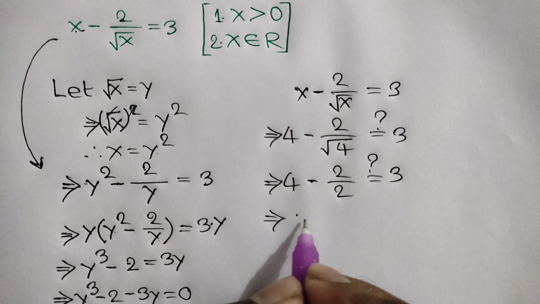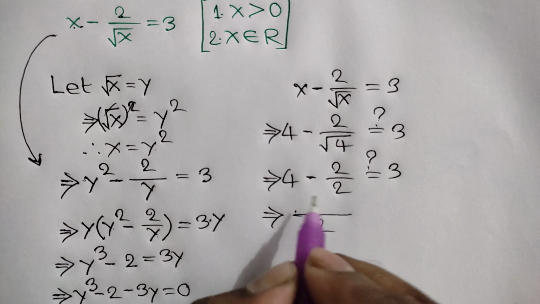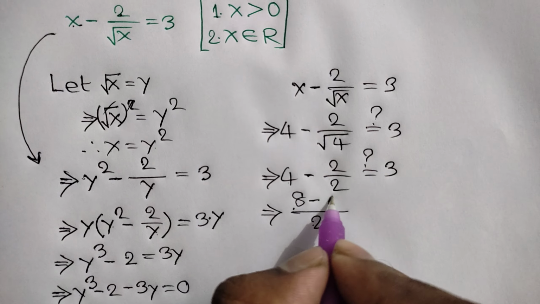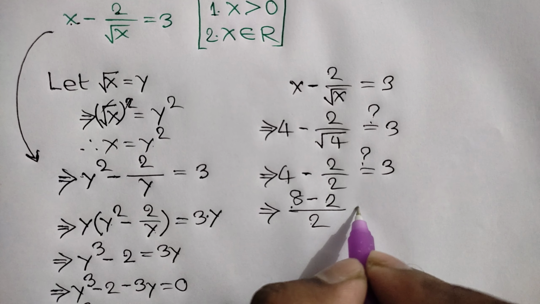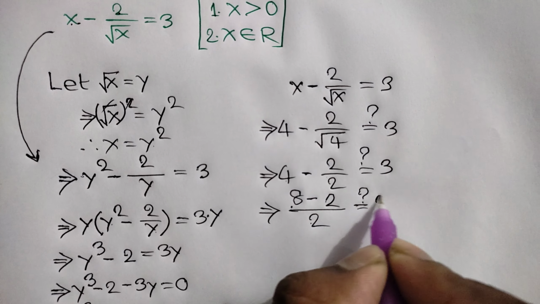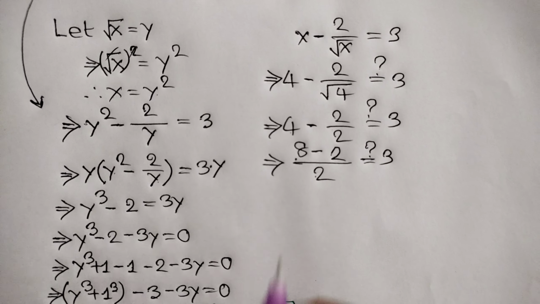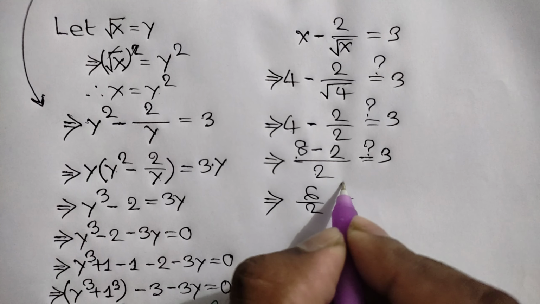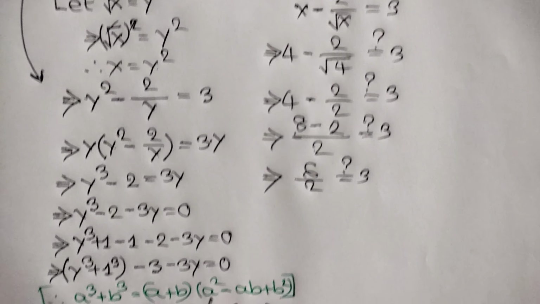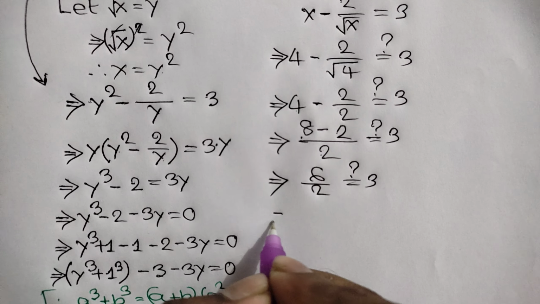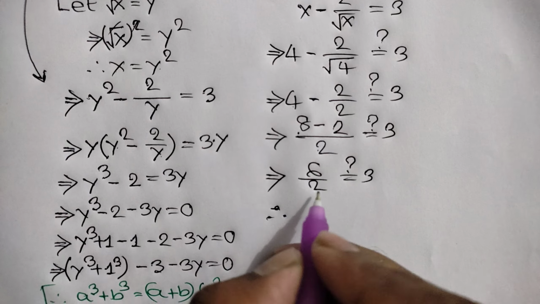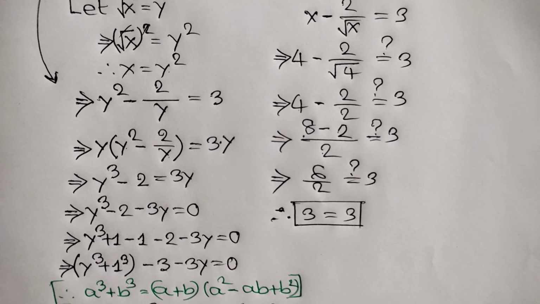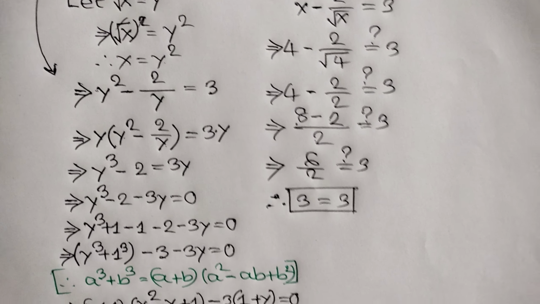Here the LCM is 2, so we can write 4 times 2 is 8, minus 2, over 2. Is it equal to 3? 8 minus 2 is 6, 6 over 2 is 3. So 3 is equal to 3, so our answer is correct. The value of x is equal to 4.